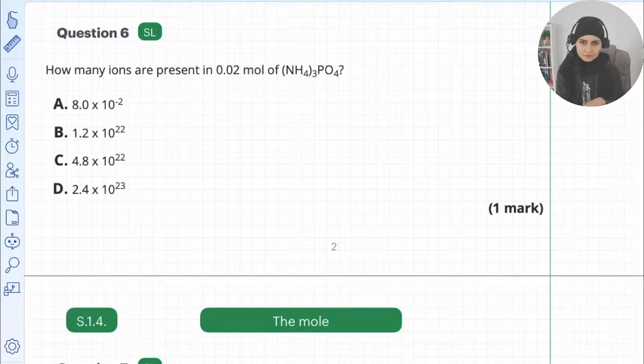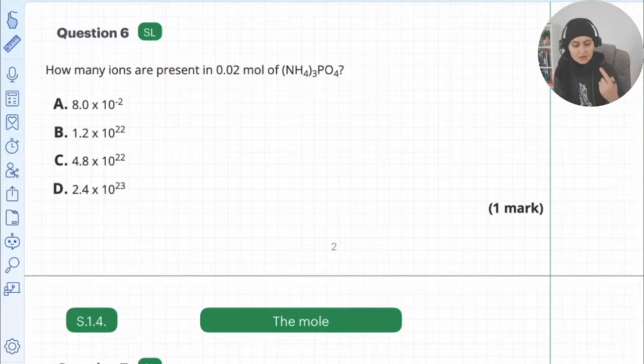We do it when we do bonding, and I think it's structure 2. So if you don't know it yet, if you've just started the syllabus, it's okay. Usually I make my students memorize the table with all the cations and all the anions that you need for the exam. NH4+ and PO4 3- are two of those ions that you will recognize by the end of the specification.